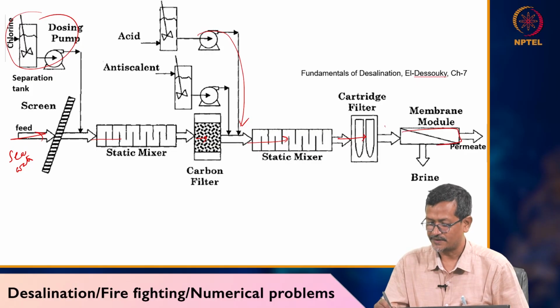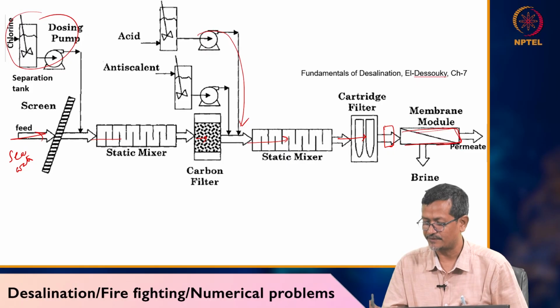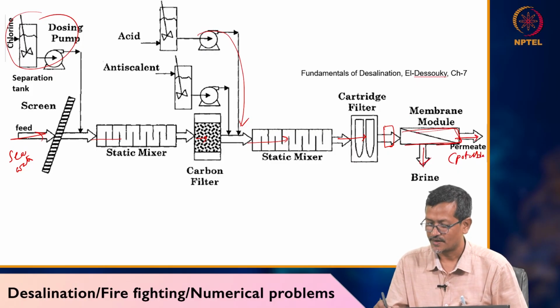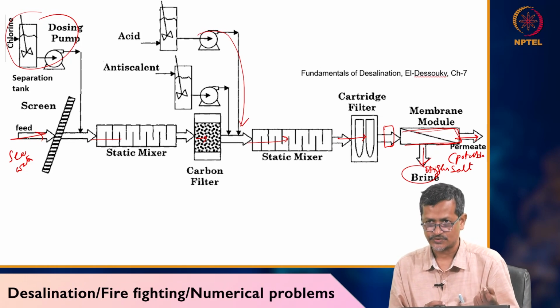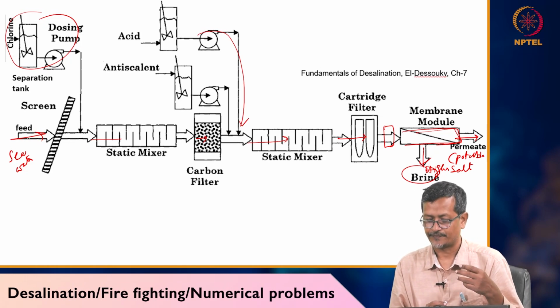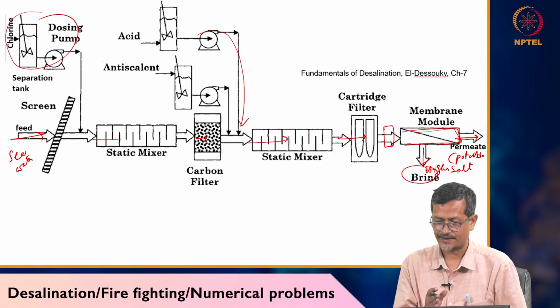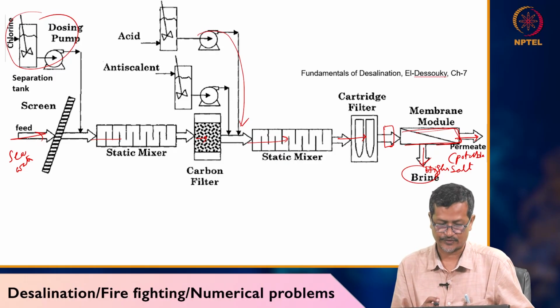Before the membrane there is a high pressure pump, then the membrane module removes brine and gives you permeate. Permeate means potable water, and brine means a higher amount of salt. Basically sodium and chloride ions will be more. Whenever you are separating salt, the majority portion will be sodium and chloride, or sodium chloride.